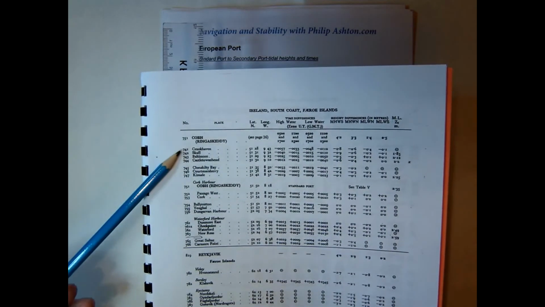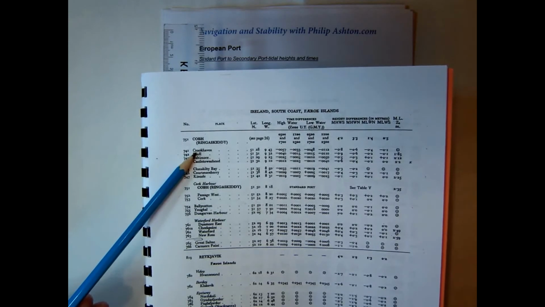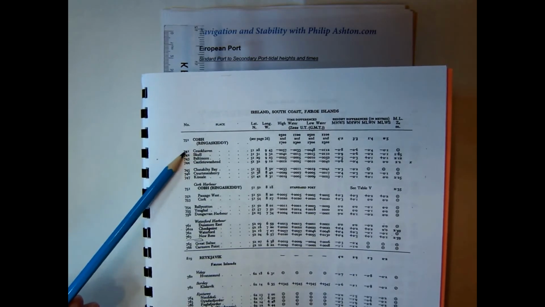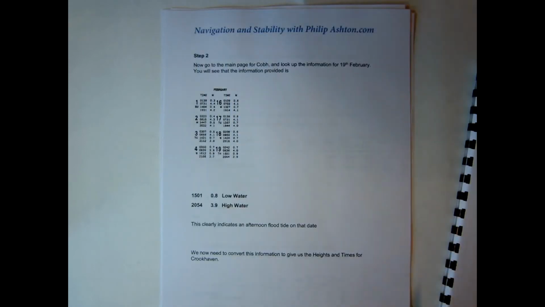You'll be given what's called the ATT, the Admiralty Tide Table number, and in this instance it's 741. So first of all, you go into the back of the tide tables and find 741 Crookhaven. You can see that it's not in capital letters, therefore it's not a standard port. We go to the nearest one with information and we see that Cove, Ringaskiddy, is our standard port. So that's the first thing we need to establish: is it a secondary port or is it a standard port? We've established that it's a secondary port.